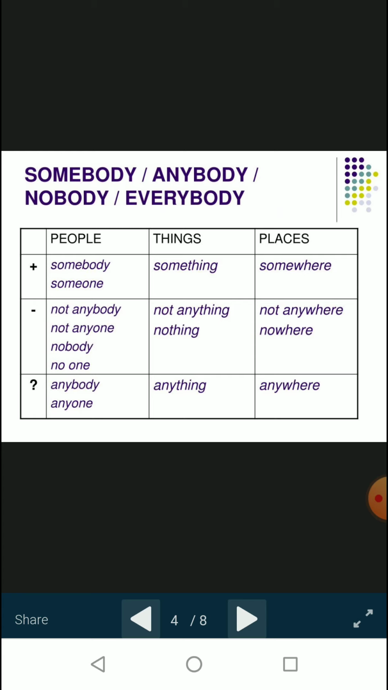Now moving on to the next category, about somebody, anybody, nobody, and everybody. So always remember that somebody and someone we use for people. We write somebody and someone for human beings, for people, whereas something we use for non-living things, and somewhere we use for a place. Now, not anybody or not anyone, nobody, no one for people, and anybody or anyone for, again, for people. But when you ask a question, okay, is there anyone in the room, is there anybody there, this is what a question, right?